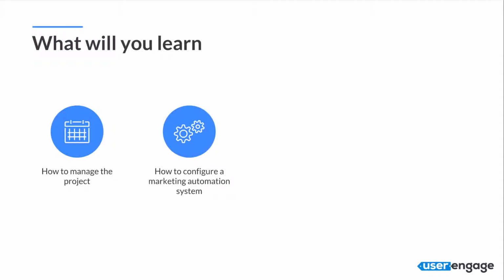Then we will show you how to configure a marketing automation system. Of course, as an example, we'll use UserEngage, but we don't want to actually focus on a specific product. We want to make it very universal so that you can apply it even to a very small marketing automation system. Then we'll move on to showing you how to use marketing automation in your sales teams, in your marketing teams, and in your customer support team.